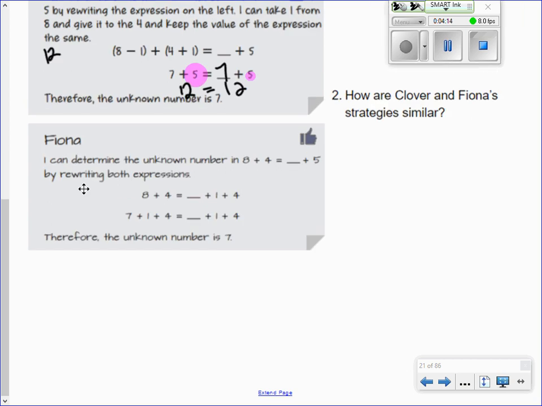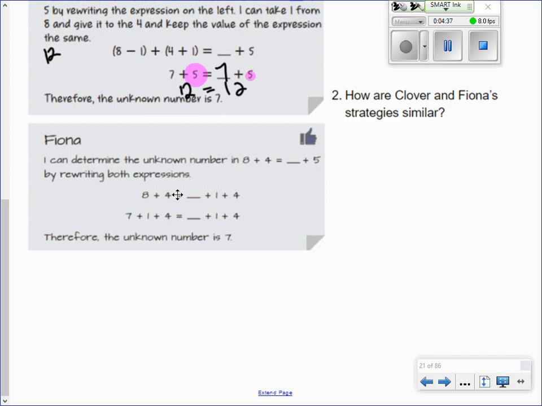Okay, now we're going to look at Fiona's. Fiona says, I can determine the unknown number in 8 plus 4 equals something plus 5 by rewriting both expressions. She does the same thing, except she breaks it down a little bit more. She takes her 5 and she turns it into 4 plus 1.